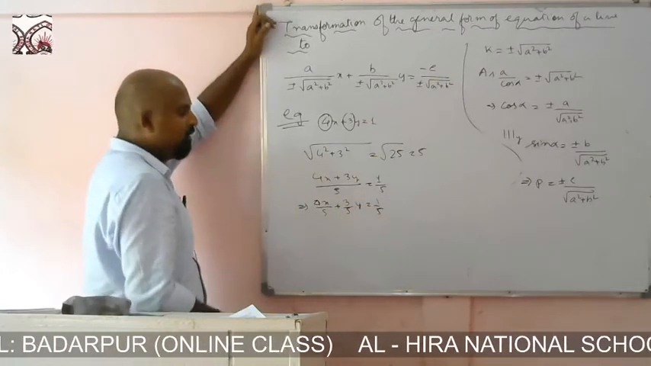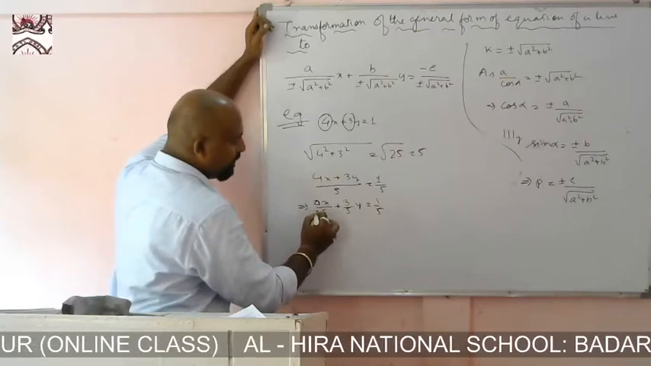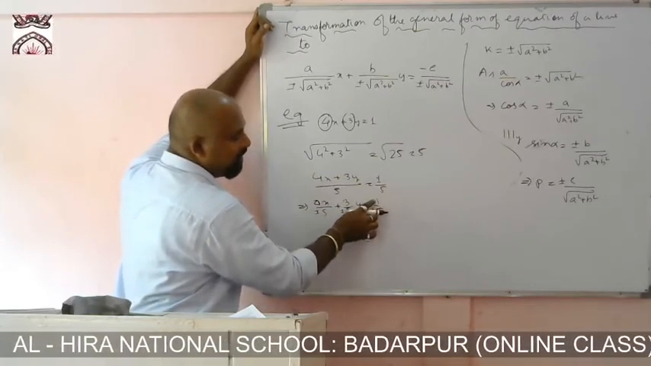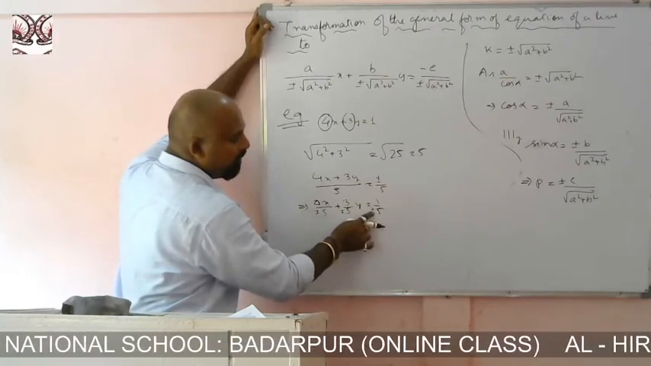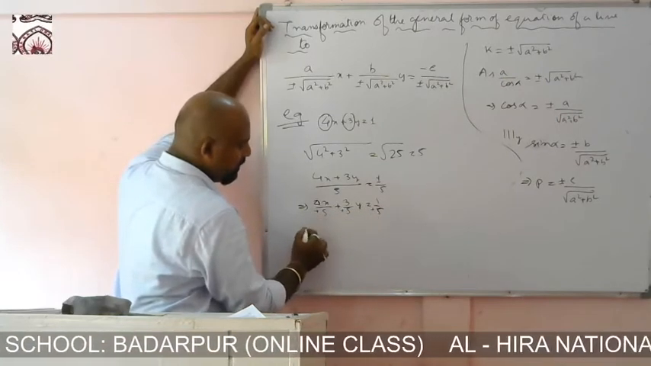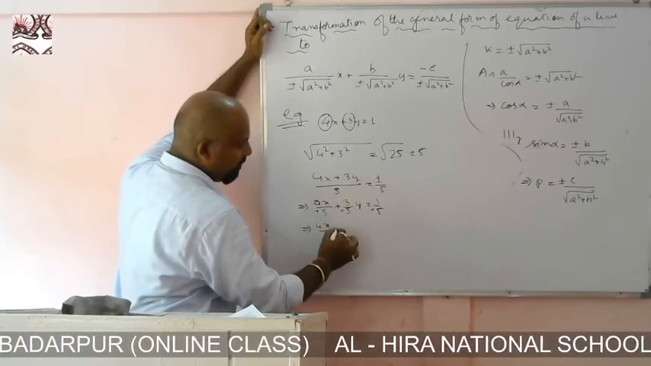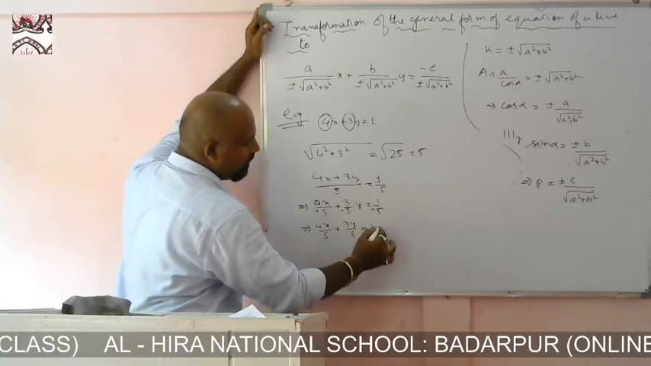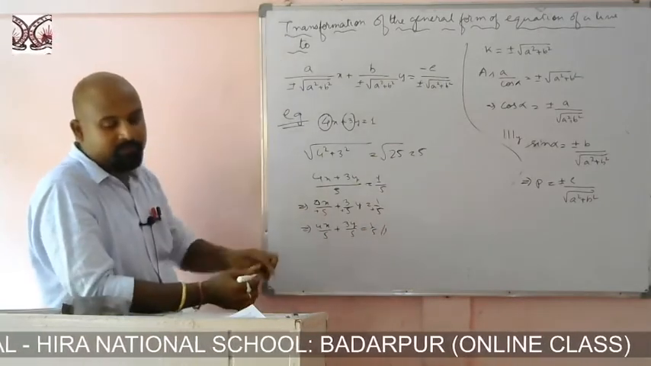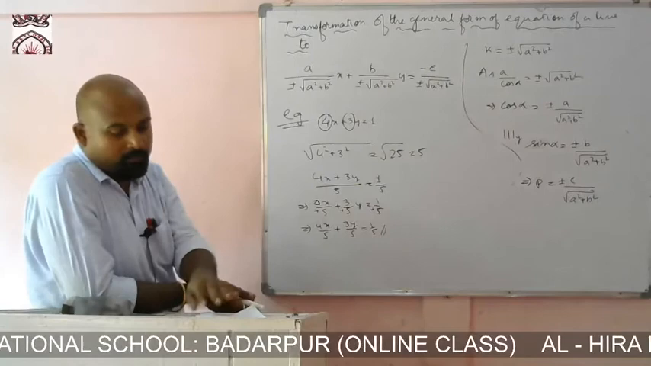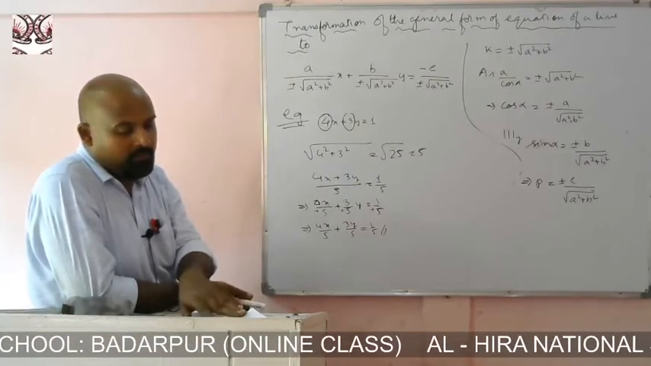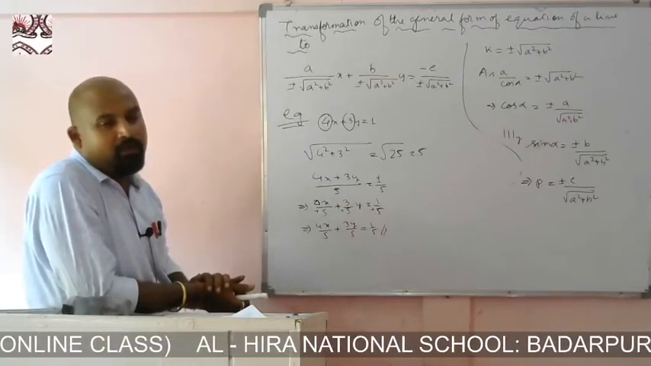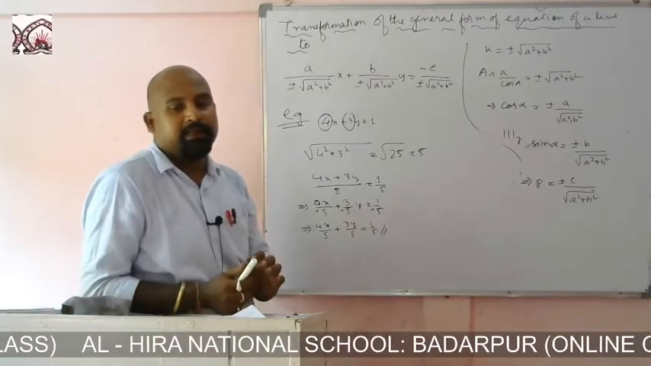Now here the sign will be plus or minus. Since the right hand side is positive, we have to put the positive sign. That is the equation 4x by 5 plus 3y by 5 equal to 1 by 5. This is the equation which is expressed in the normal form.